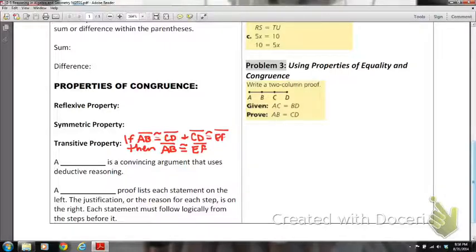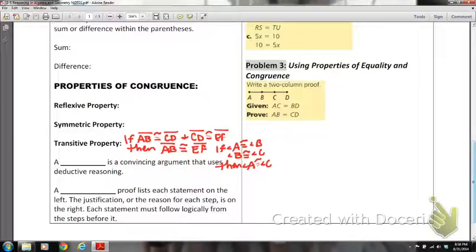Same thing is true for angles. We can also say if angle A is congruent to angle B and angle B is congruent to angle C, then angle A is going to be congruent to angle C.